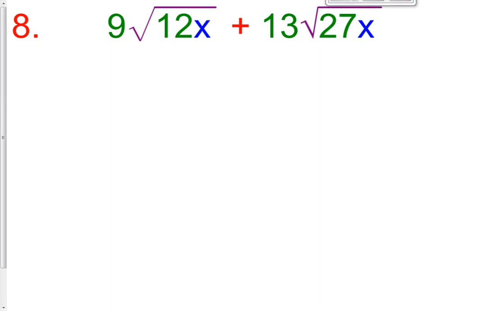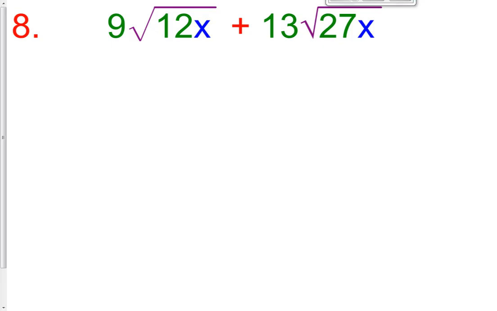Number 8. Now once again, we're getting into something different because now we're adding radicals. So just like yesterday's lesson, the only way you could add a radical is if the radicals are exactly the same. Square root 12x and square root 27x are not the exact same thing. But just like yesterday, let's see if we can break it down first.